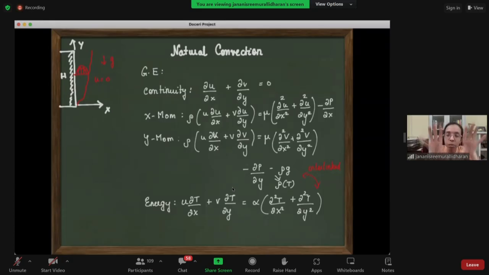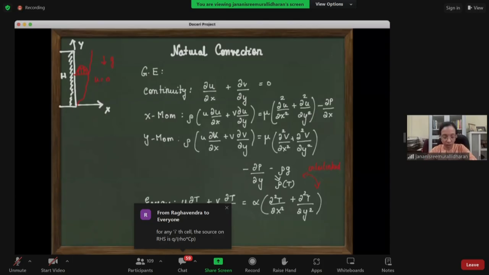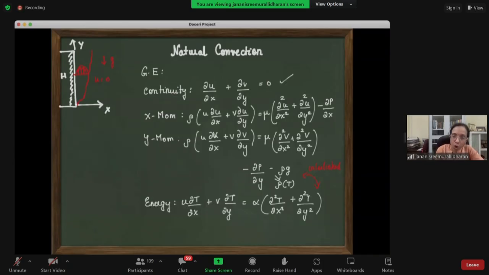All of you are aware of this set of equations: you have your continuity equation, correct? And then you have your momentum equation. I'm going to try and do this for flow over a vertical plate. If you see flow over a vertical plate, here you have a vertical plate that's heated, of height h.